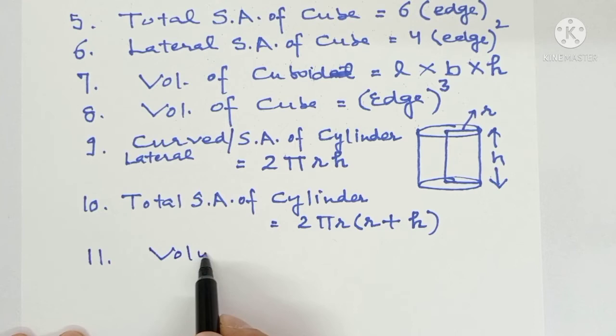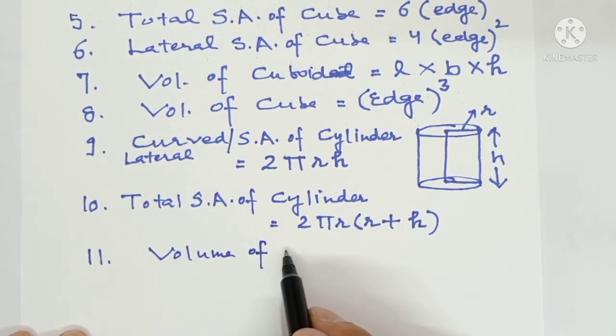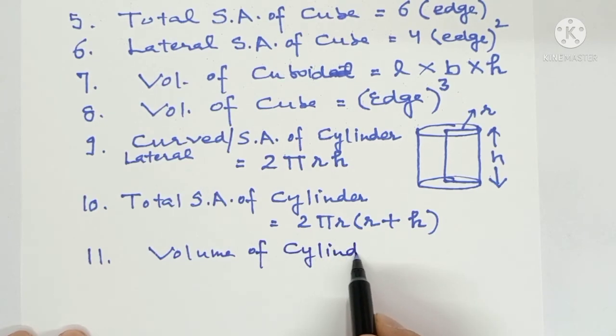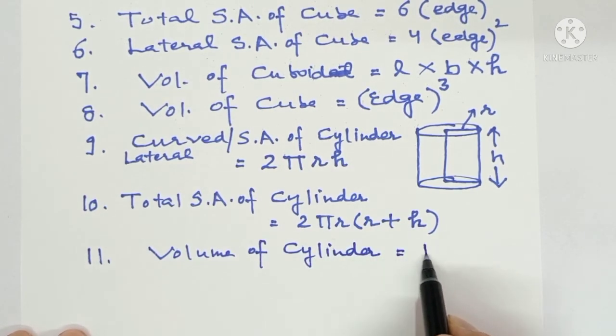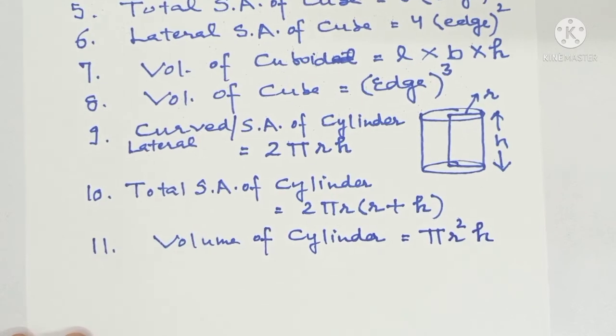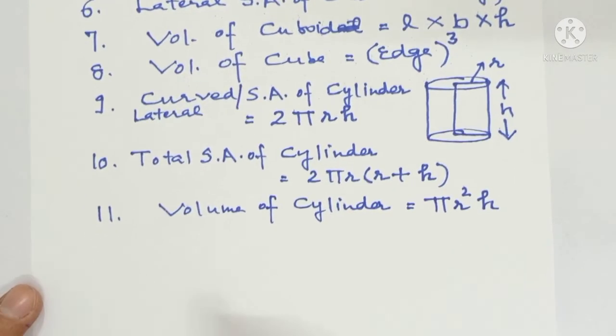Now, in a cylinder, how much water can be filled, how much oil can be filled? So volume of cylinder will be found. And the formula is pi r square h. Pi r square is area of the base and h is the height. So whenever you have to find the volume of cylinder, you will find it by pi r square h.